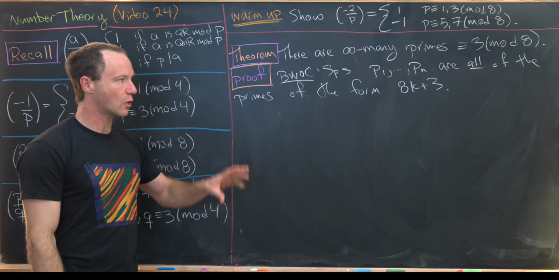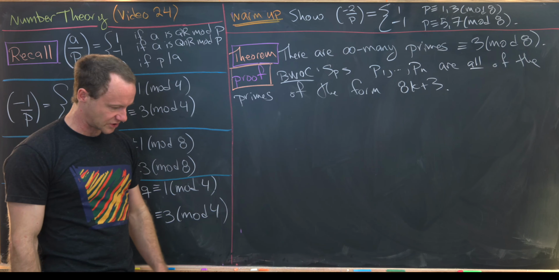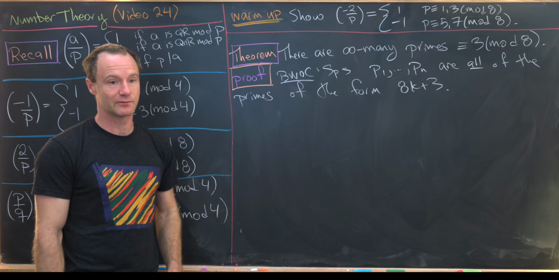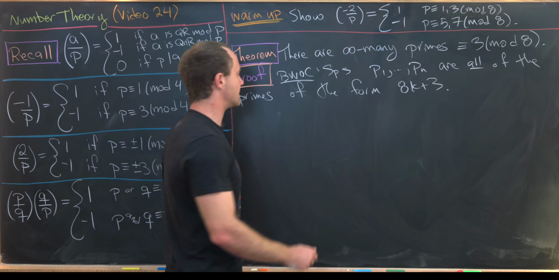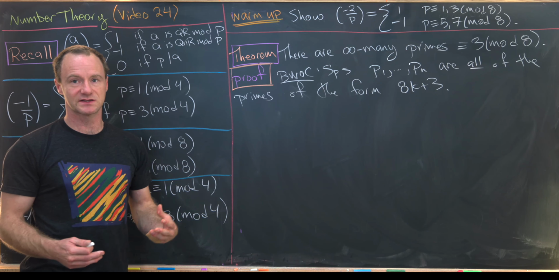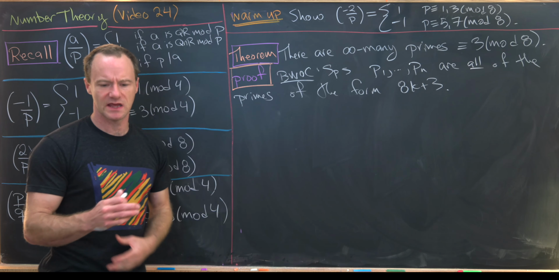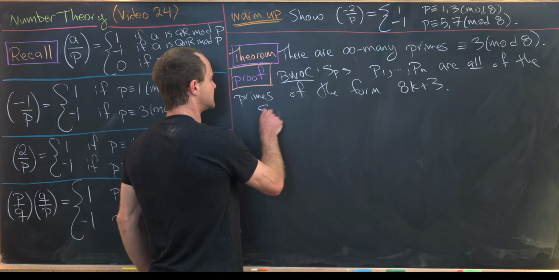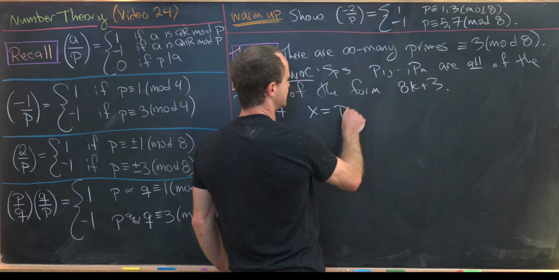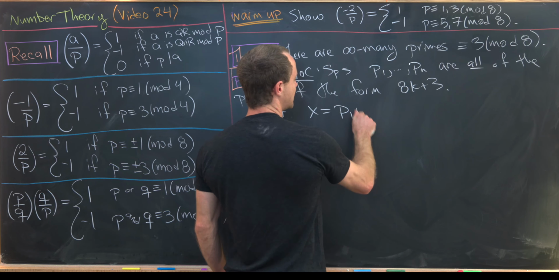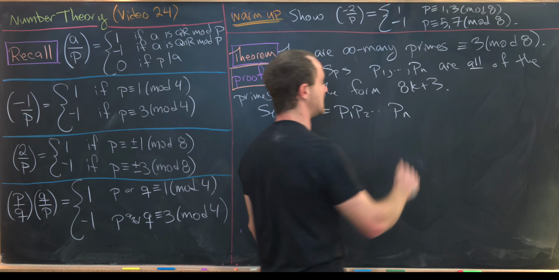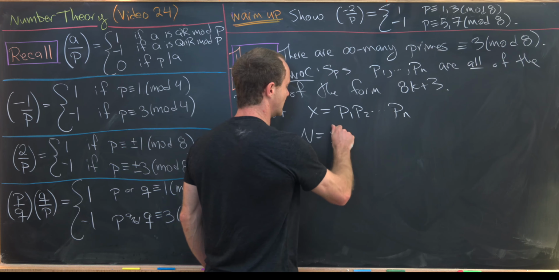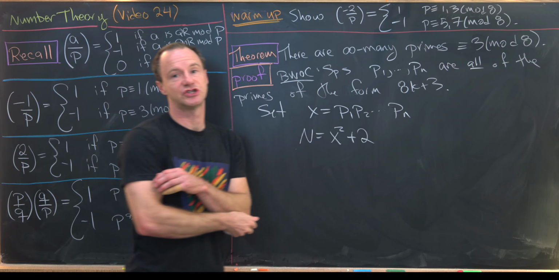Now we want to work towards a contradiction. So what will we contradict? Well, we will contradict this assumption that there are only finitely many primes, and that'll be a problem. Okay, so now we want to build some objects out of these primes that we can exploit with quadratic reciprocity, again, to build that contradiction. So let's set x equal to the product of these primes, P1, P2, all the way up to Pn. And then let's set n equal to x squared plus 2.